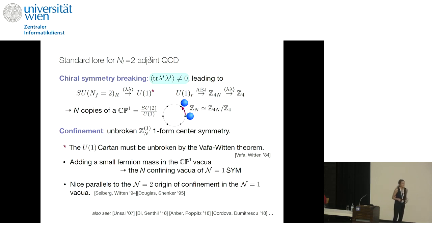In fact, there are going to be several very nice parallels between the story I'm telling you today, going from N equals 2 to adjoint QCD, and the N equals 2 origin of confinement in the N equals 1 vacua. And this fact of the proximity of the CP1 vacua to the N equals 1 vacua is part of the intuition behind some of these nice parallels.